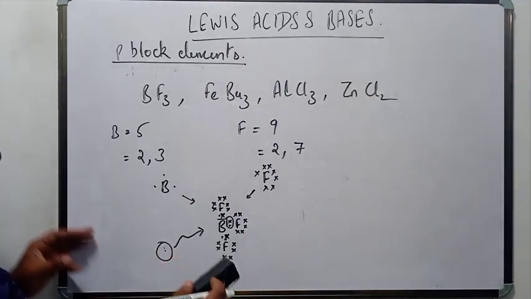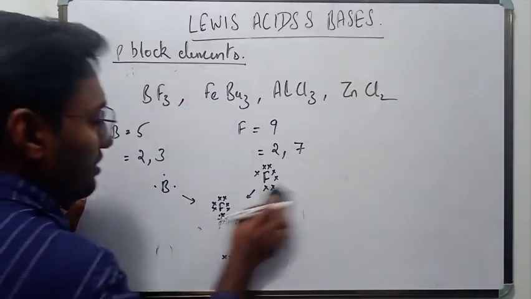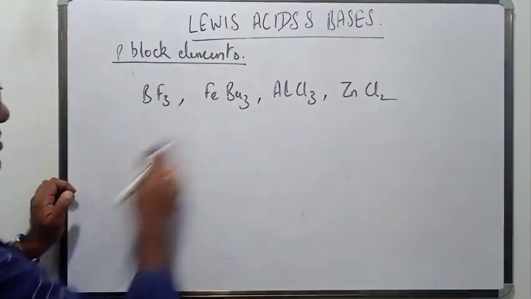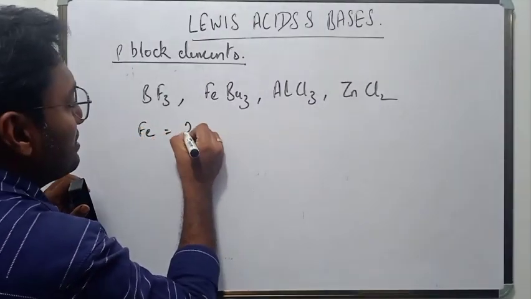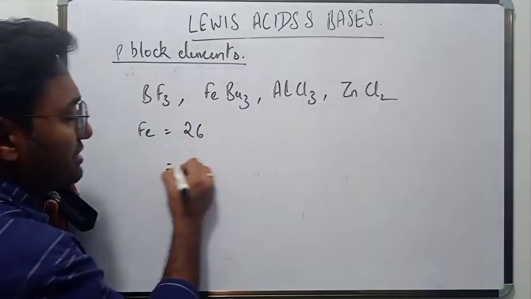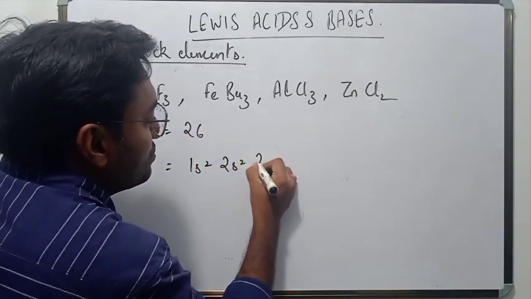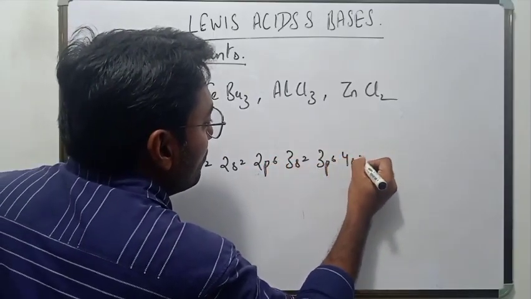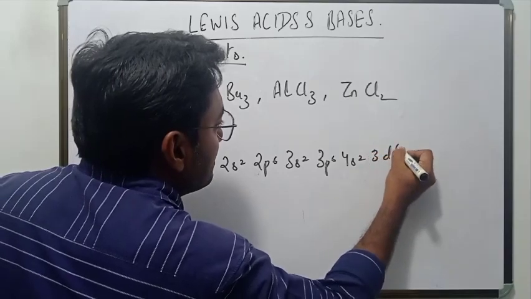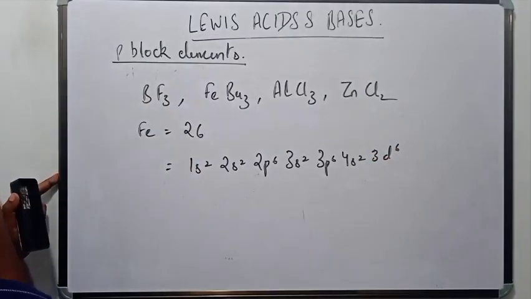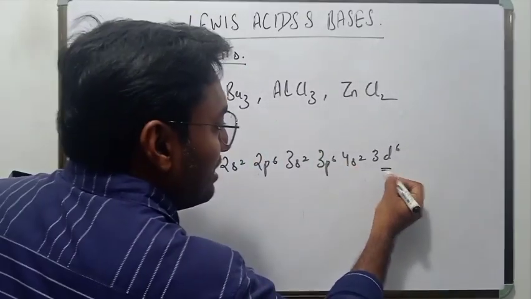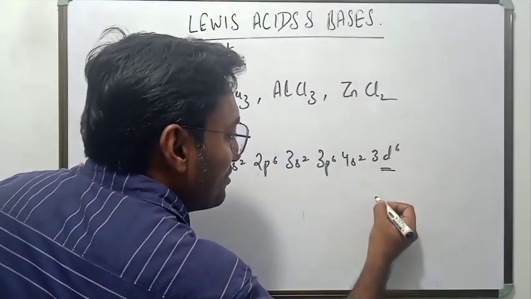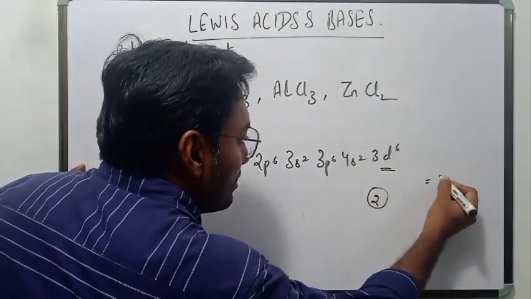Now let us see the same thing using iron, FeBr3. Let us prove it for FeBr3. What is the atomic number of iron? 26. Can we go for its electronic configuration? 1s2, 2s2, 2p6, 3s2, 3p6, 4s2 and 3d6. Look at its outermost shell. Which is the outermost shell here? This one. How many electrons are deficient? 2 electrons, right? For becoming octet configuration.